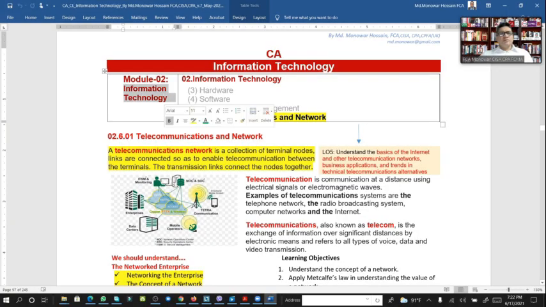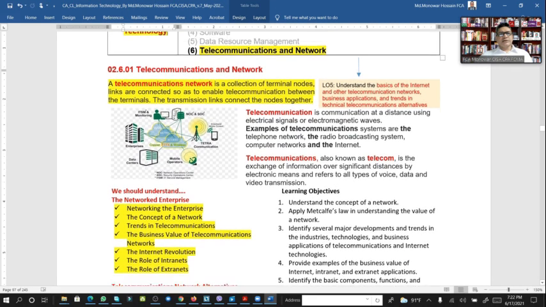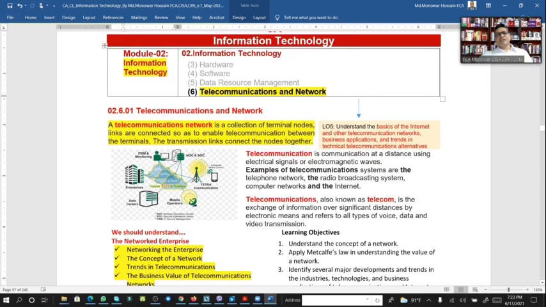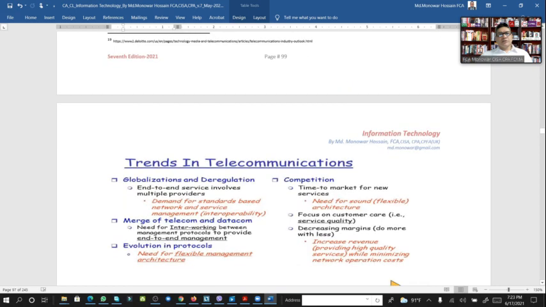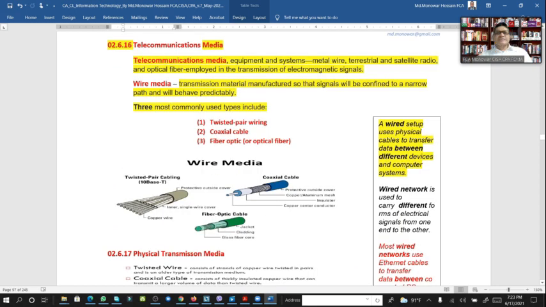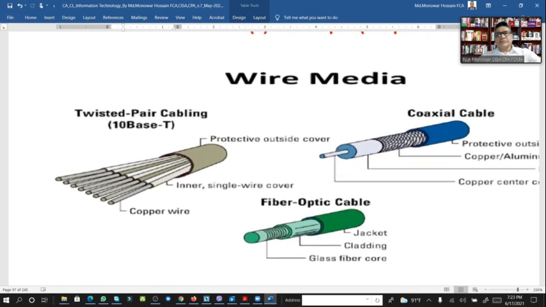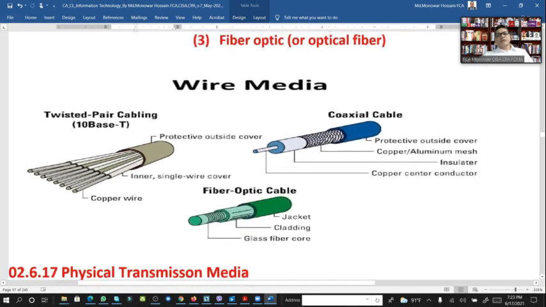We are in module 2, in the last topic, telecommunication network. In our last class we discussed the telecommunication network, the yellow color one. Here we have seen telecommunication media, that means wire media: twisted pair wire, coaxial wire, and fiber optics. This is what we are using. At this point we are very much using fiber optical cable.